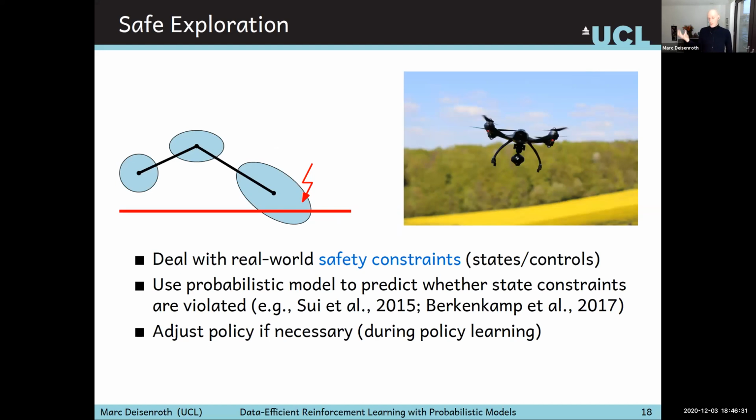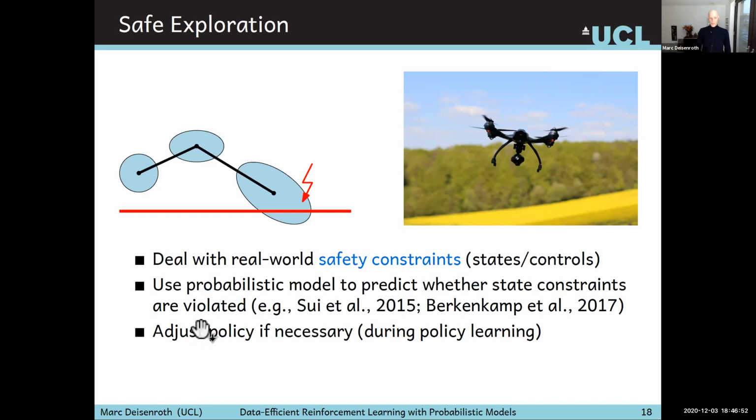So the other approach didn't really do anything. If a robot arm crashes through the table, it did not get any penalty besides not solving the problem. But we would like to avoid crashing into the table already at training time. And so what we can do is use probabilistic models to predict whether state constraints are violated.